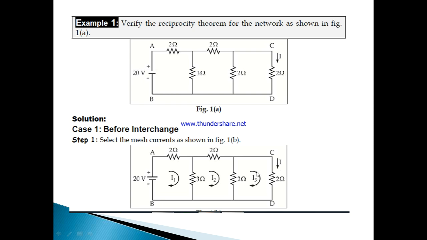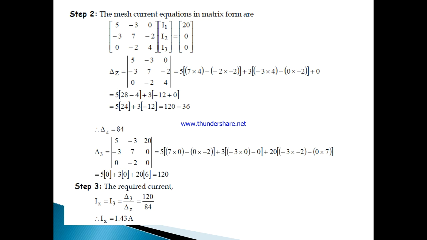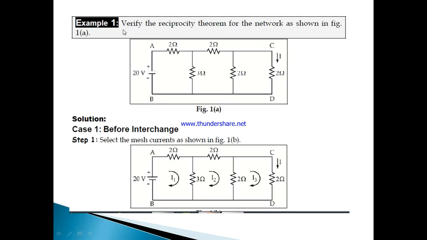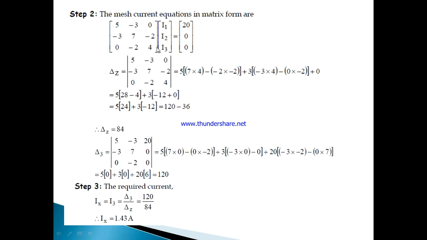This unknown current I3 I am going to find with the help of mesh analysis and Cramer's rule. According to the mesh current analysis inspection method, I have written the matrix form, that is Z into I equals V. There are 3 loops, so there are 3 unknown currents, and the order of the Z matrix is 3 cross 3. The current matrix is 3 into 1, and the V matrix is also 3 cross 1.